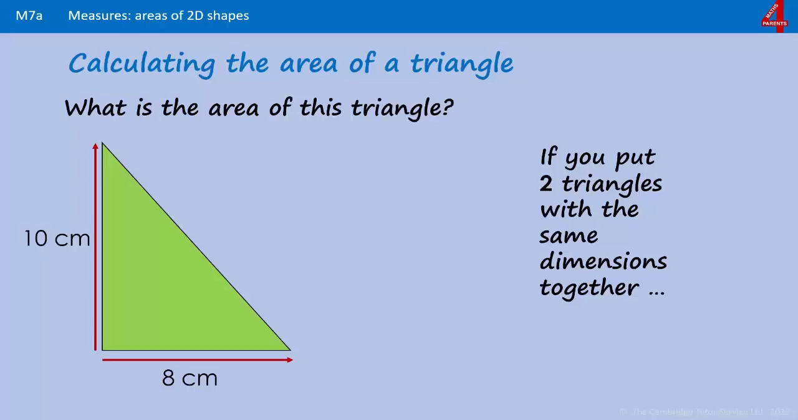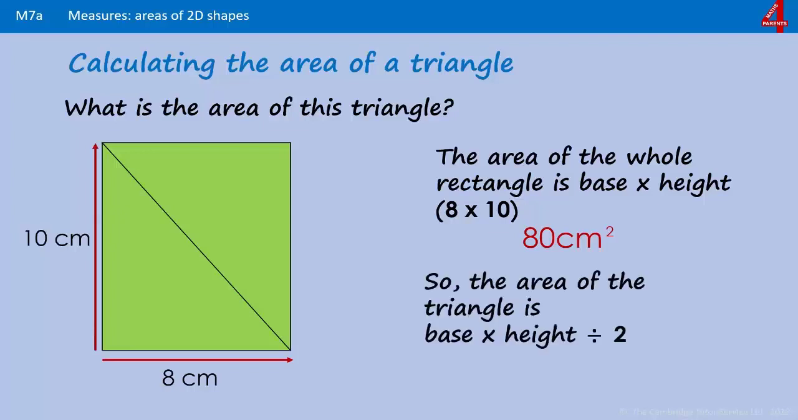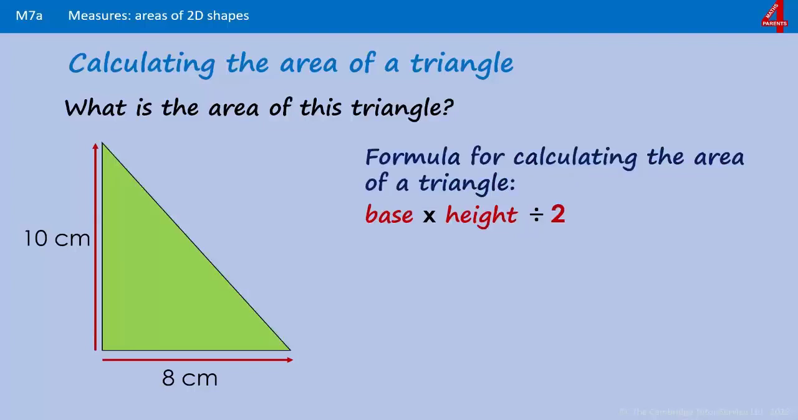If we did an exact replica of that triangle and put it together with the original, we've made a rectangle. From what you've learned of finding the area of a rectangle, you'll be able to see that this rectangle is 8 times by 10, which would be 80 centimetres squared. But we're looking for just the triangle, which is going to be half of that. So the area of the triangle will be base times height, but then you divide it by 2, because that triangle is half of the whole rectangle.